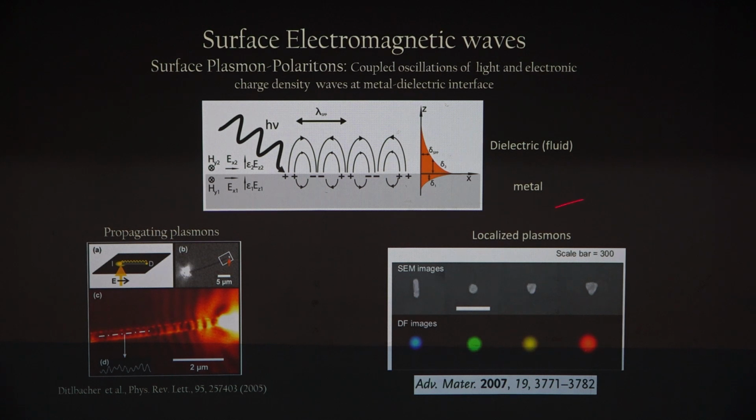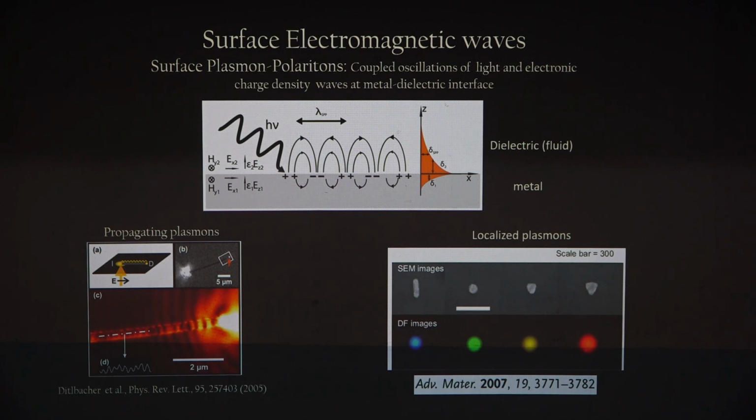You can also localize the plasmons. Instead of having extended objects, you can take, for example, gold nanostructures and chisel them into various different geometries, and you can localize the surface oscillations around a particular particle. Shown here is the light scattering from such particles. Merely changing the geometry of these structures can give us these very beautiful spectra of light, which is not generally feasible with conventional interactions.